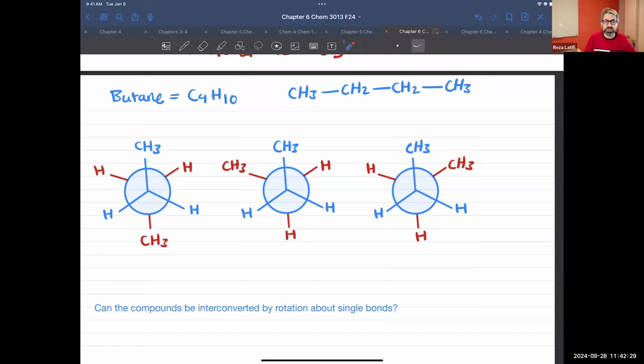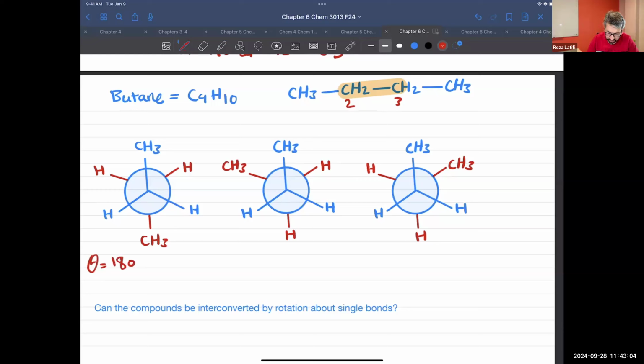Butane has 4 carbons, and it's C4H10, or CH3, CH2, CH2, CH3. If you look at this molecule through this bond, the bond between carbon number 2 and carbon number 3, you will get at least three different structures. In the first structure, one methyl is pointing up, and the second is 180 degrees far from it. In that case, we say the dihedral angle is 180 degrees.